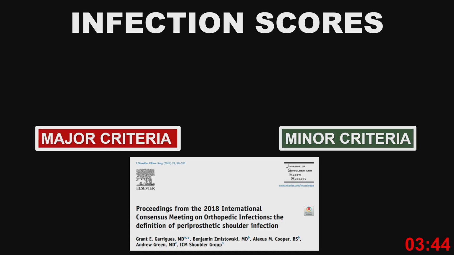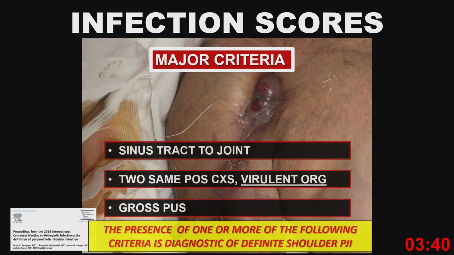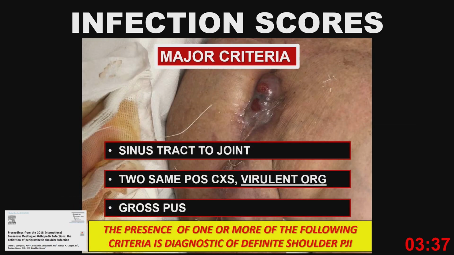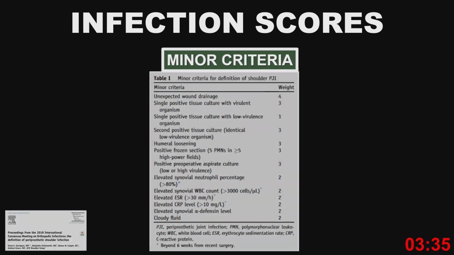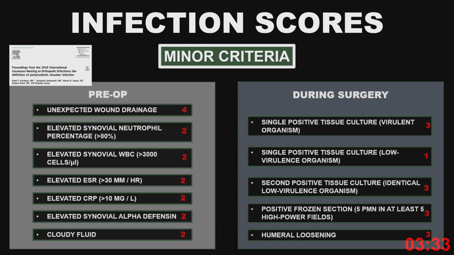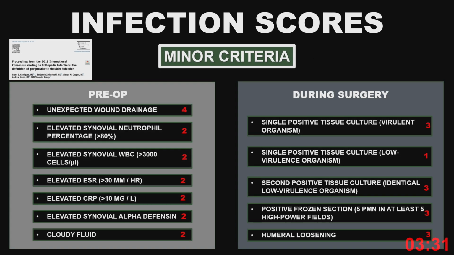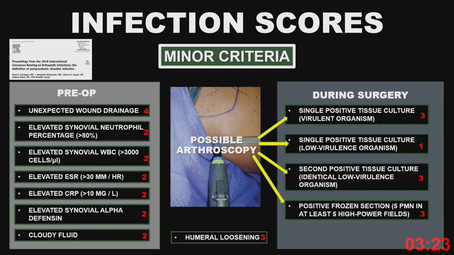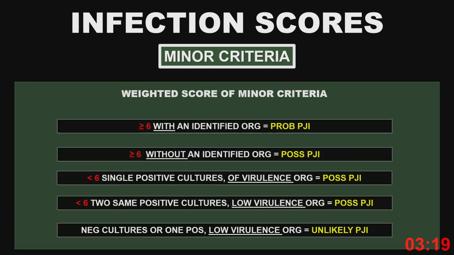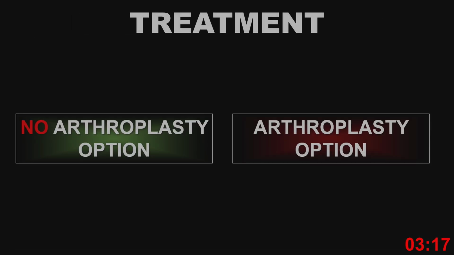Regarding the last point, the score. The previous lecture showed that there are major criteria, in this case it's very easy, and there are minor criteria. These are the minor criteria. There are minor criteria that are pre-op, other minor criteria that we can study during the surgery, and in some cases also the scope can be useful if you want to take some specimen. These are the minor criteria.